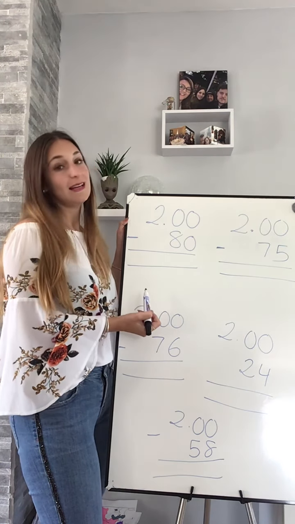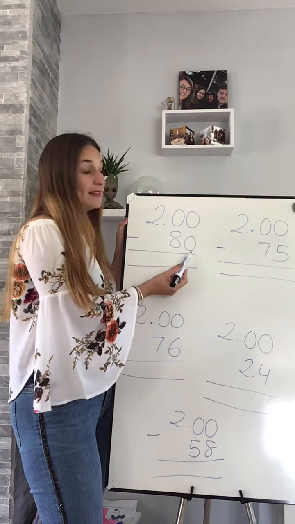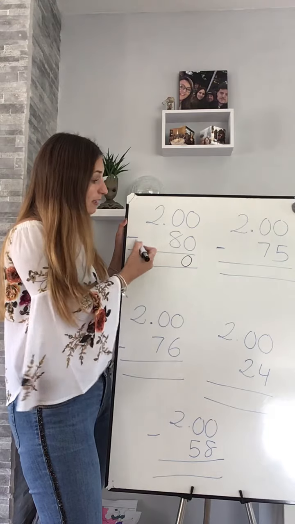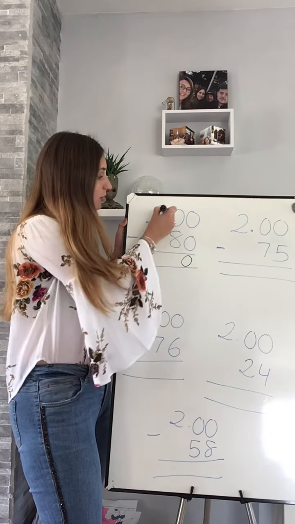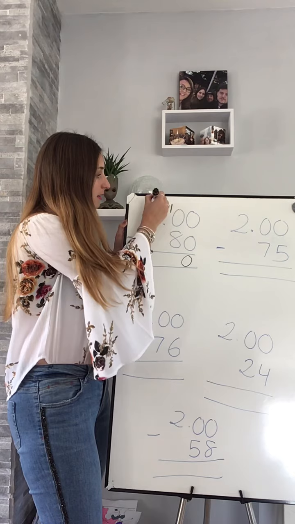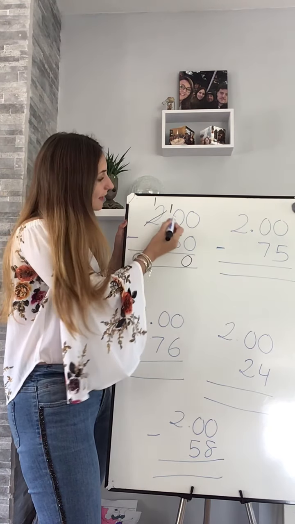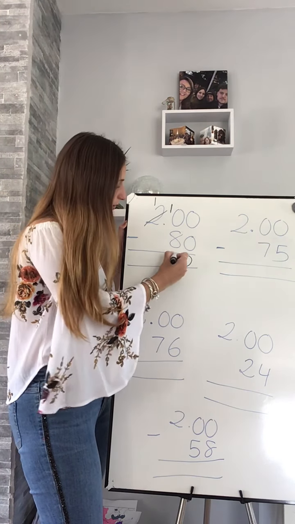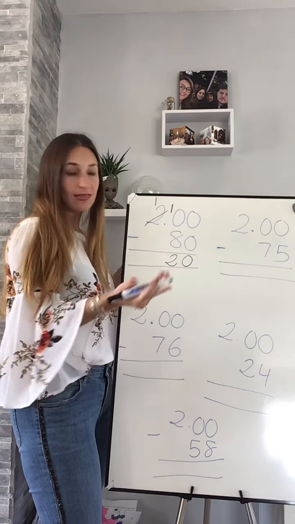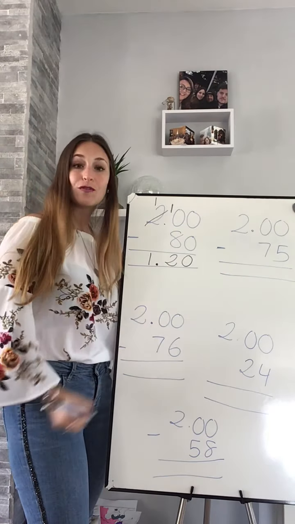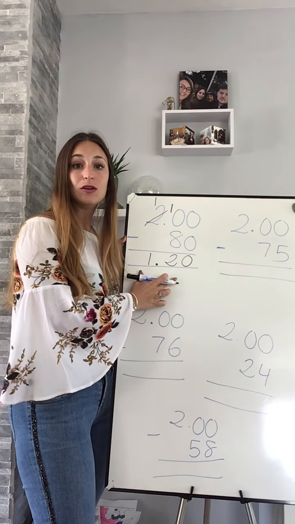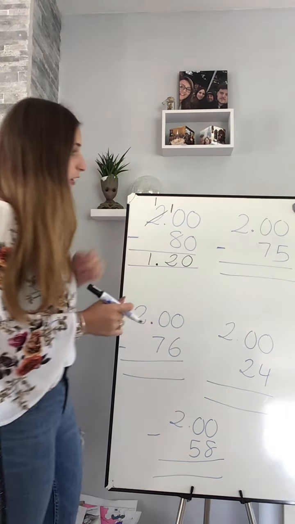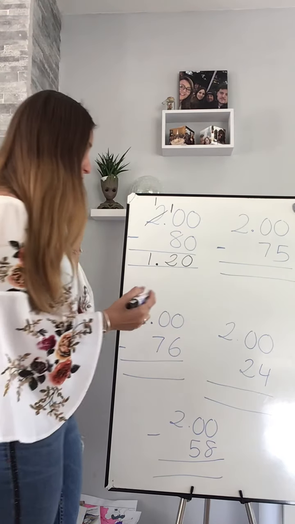Okay, let's start. 0 take away 0 is 0. 0 take away 8, I cannot do that, so I need to borrow, I need to exchange, and that becomes a 10. 10 take away 8, I can do, which is 2, well done. And 1 take away nothing is 1. So your first answer is £1.20. Okay, right, let's go for the next one.